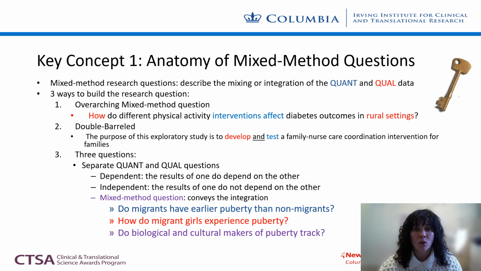The third way is to pose three questions: one quant, one qual, and the third question that is a mixed methods question. The qual and quant question can be dependent or independent. So in this example, the quant question tests if migrant girls have earlier puberty than non-migrants. The qual question asks, how do migrant girls experience puberty? And the mixed method question asks if the biological timing of puberty captured in question 1 aligns with the cultural aspect of puberty captured in question 2.